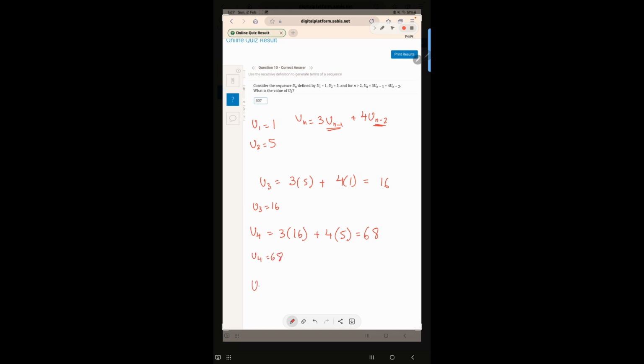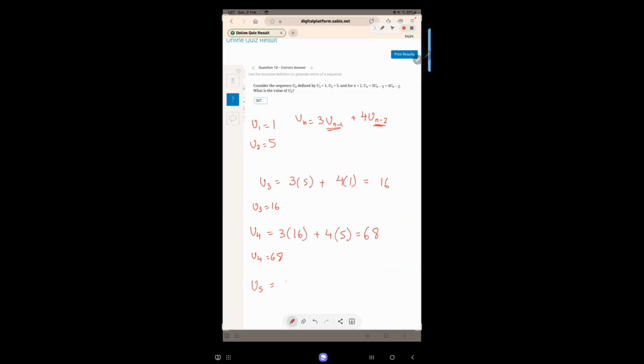Now to find u5, 3 times u5 minus 1 is u4. So 3 times 68 plus 4 un minus 2. 5 minus 2 is 3. u3 is 16. So 3 times 68 is 204 plus 4 times 16, which is 64. You add them together, you get 268. Oh, sorry, my bad.